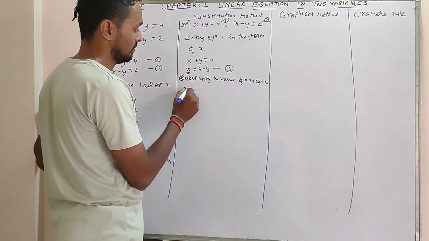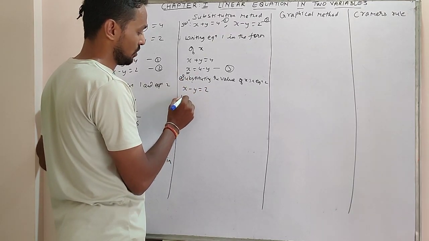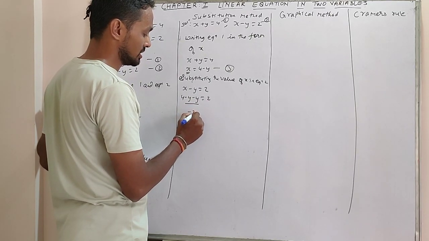So I will write down equation 2 first, is equal to 2. So what's the value of x? It is 4 minus y. Minus y is equal to 2. Minus y and minus y will be minus 2y.